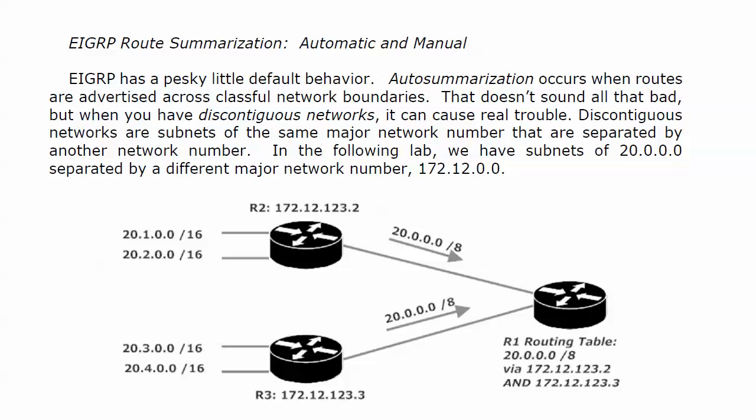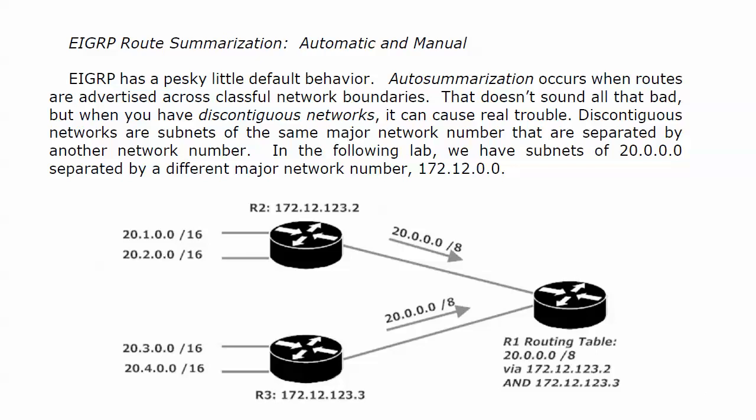Now, this doesn't sound all that bad. Hey, summarization. We like summarization. We do when you and I, the network admins, are performing it. That's when we really like it. When we don't like it is when EIGRP does some of it automatically, because that's where this particular issue comes in. Because discontiguous networks, you probably have those in your network, depending on the number you're using, depending on the size of the network.